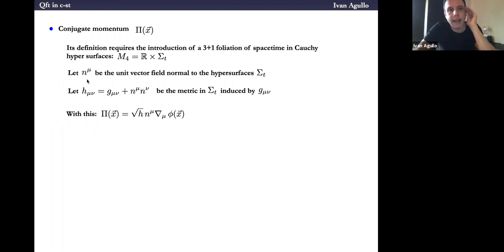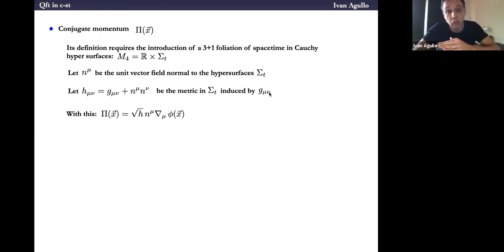Given a foliation, I can define the unit normal vector field to the foliation, n mu. Out of it, I can construct this metric h by taking the four-dimensional metric and doing this addition. And that is, h is the metric induced on the foliation. It's a special positive definite metric induced in the foliation by the four-dimensional metric. It's just the pullback, the restriction of the metric to the foliation.